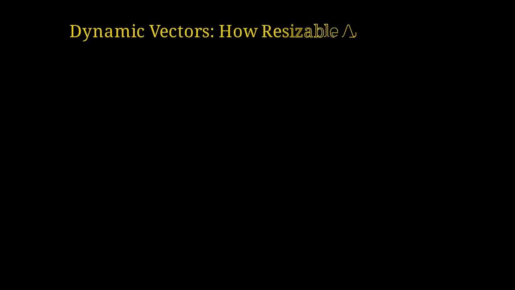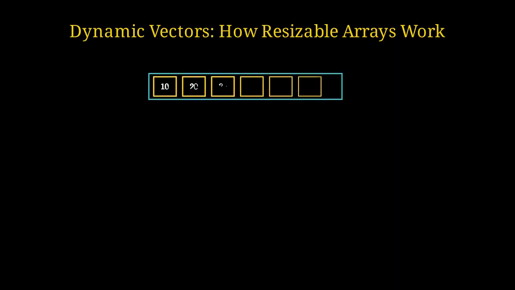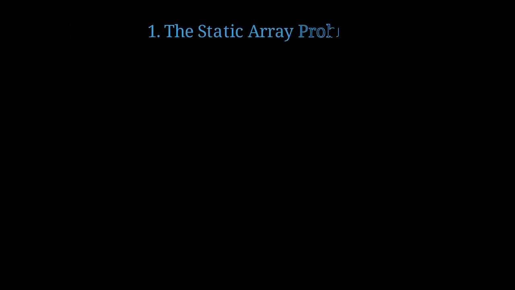Welcome to an in-depth exploration of dynamic vectors, the foundation of resizable arrays in modern programming. A dynamic vector is a resizable array that grows and shrinks during program execution, adapting to your data needs. Let's first understand why we need dynamic vectors by examining the limitations of static arrays.